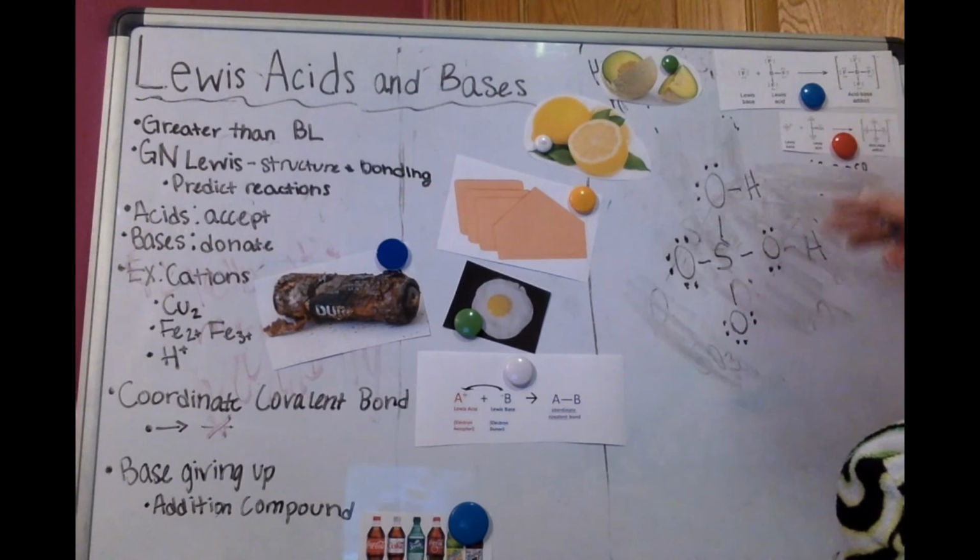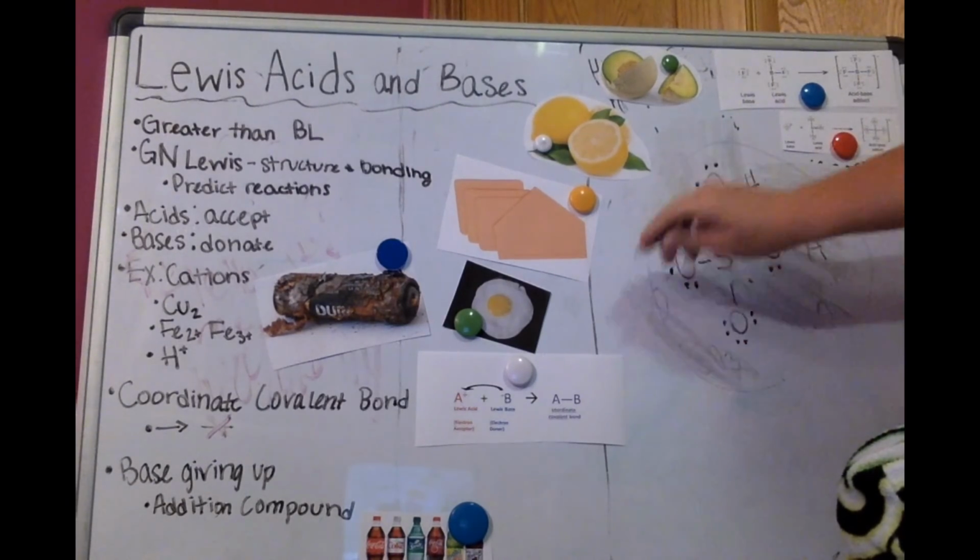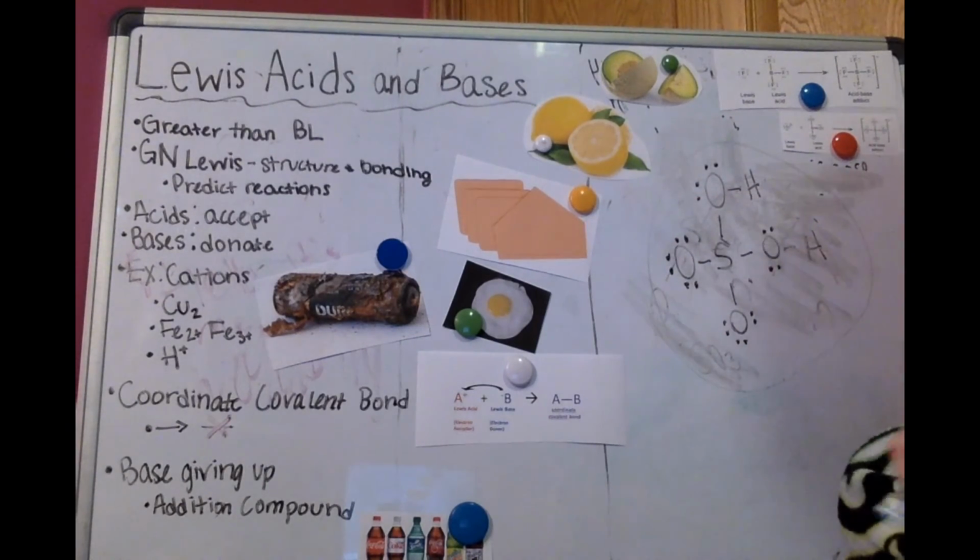So once water has given its needed electrons, this is what the structure looks like. This is the Lewis acid and base structure.